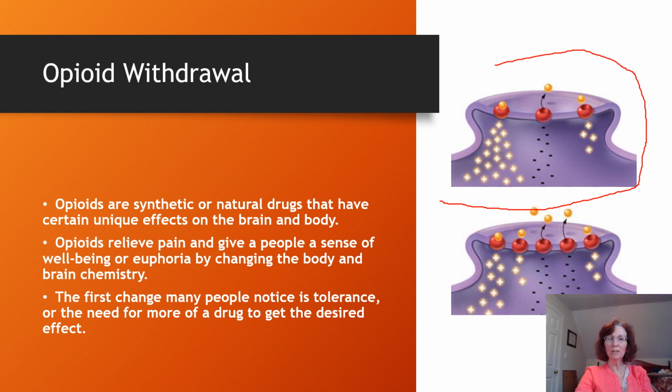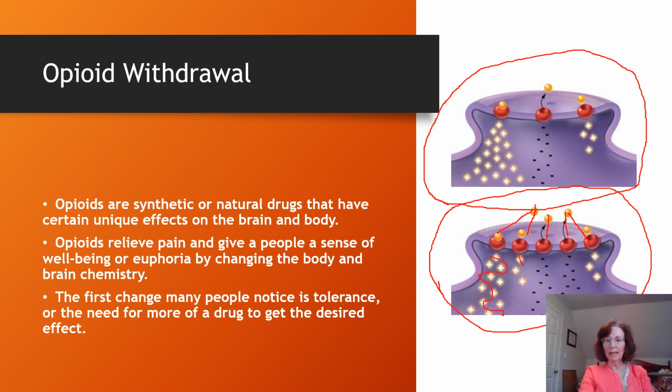So in this picture here, we see normal action. And in this picture here, we see the action of the opioid peptides working on the receptor. We see that these peptides bind to the receptors, and therefore they excite the receptors.